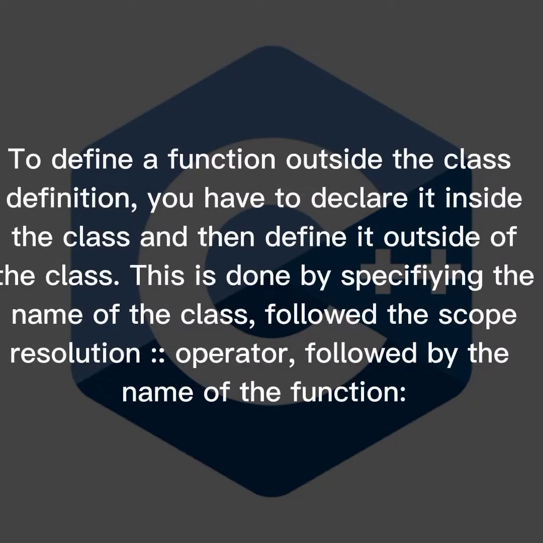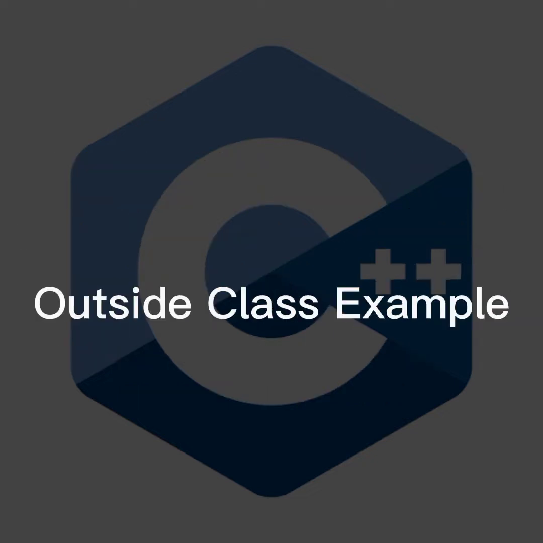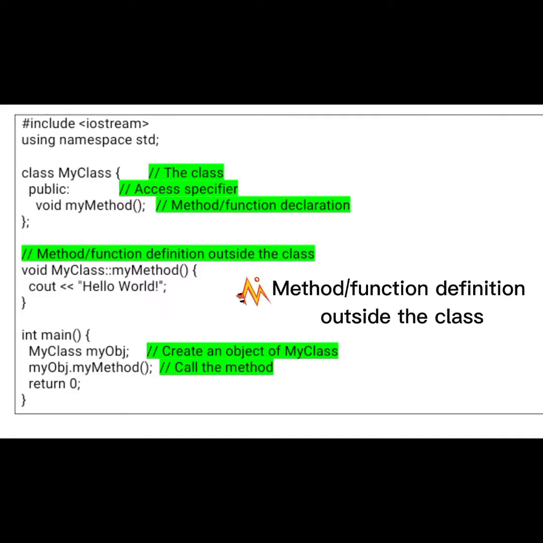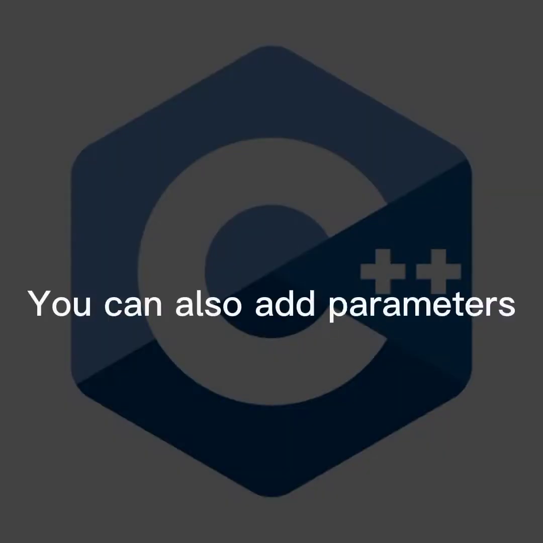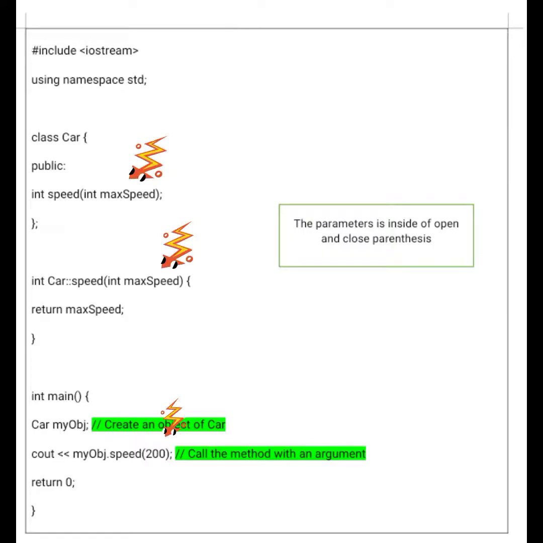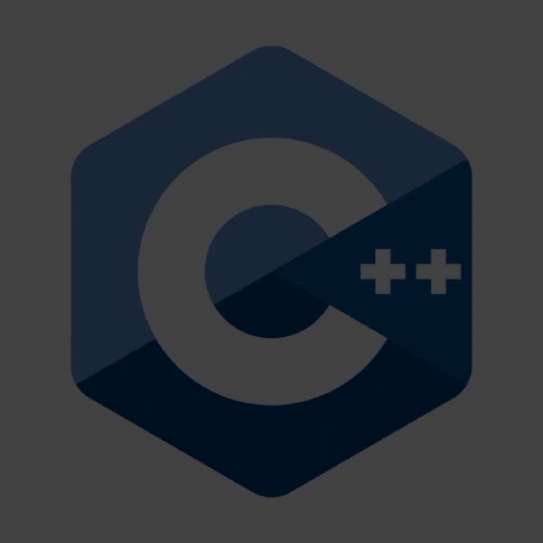Inside class example. The method or function is defined inside the class. To define a function outside the class definition, you have to declare it inside the class, and then define it outside of the class. This is done by specifying the name of the class, followed by the scope resolution operator, followed by the name of the function. Outside class example. Method or function definition outside the class. You can also add parameters. The parameters are inside the open and close parentheses.